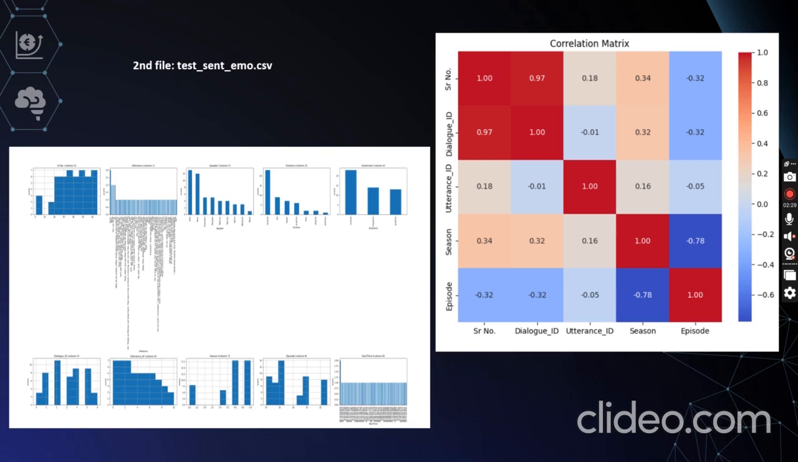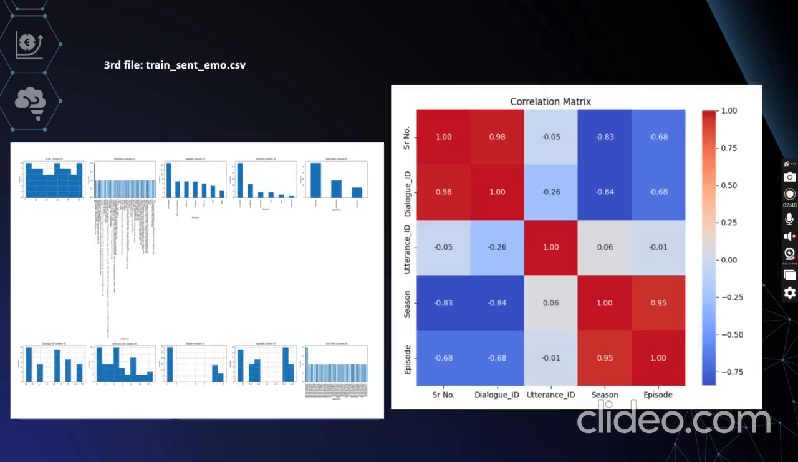Serial number or dialogue ID and season show moderate positive correlations of nearly 0.32 to 0.34, meaning rows and dialogues are somewhat aligned with the season progression. Episode is negatively correlated with several features, including serial number, dialogue ID, and season, highlighting some inverse structuring in how the data is distributed.